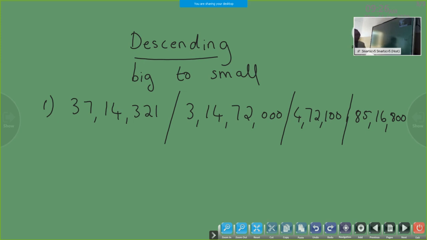How will you find out the bigger number? First we have to count the number of digits, and the number having more digits is the greater one. Again, if more than one number has the same number of digits, then we have to compare the digits from the leftmost position. So, in descending order, first of all, we have to find out the bigger number.